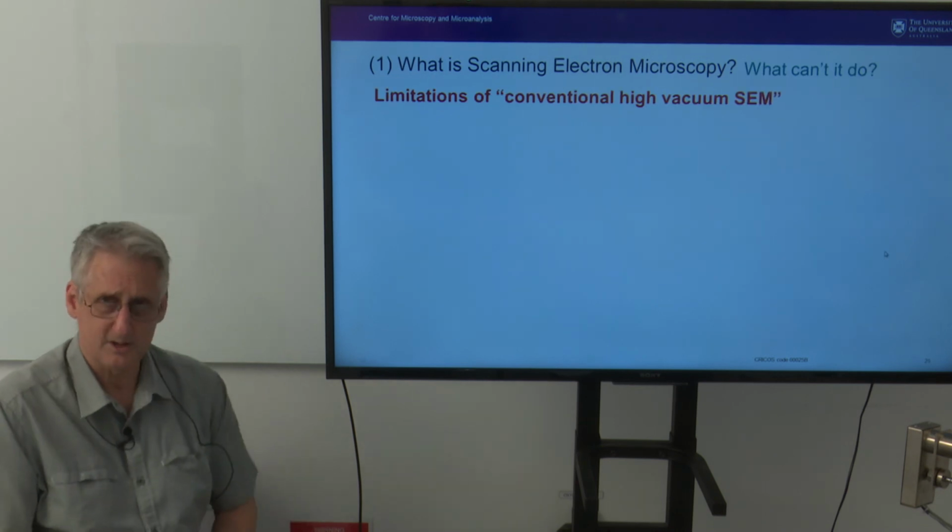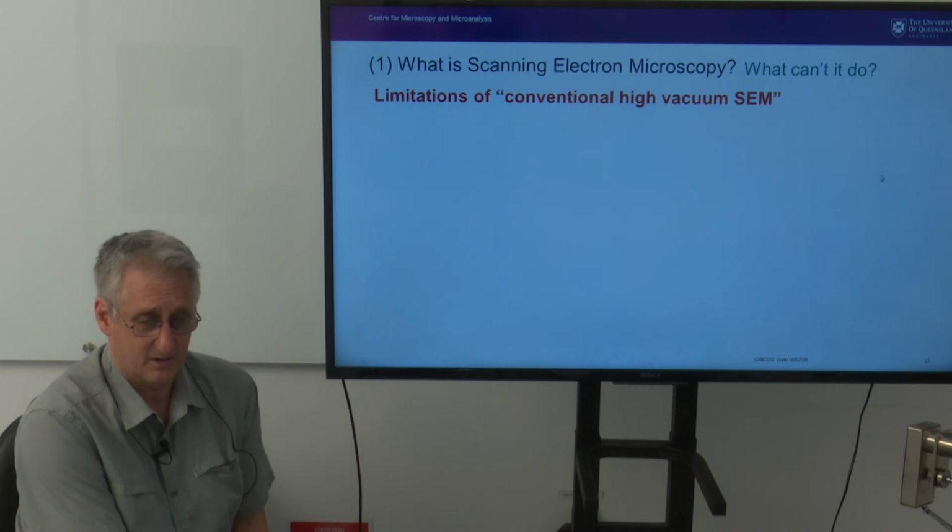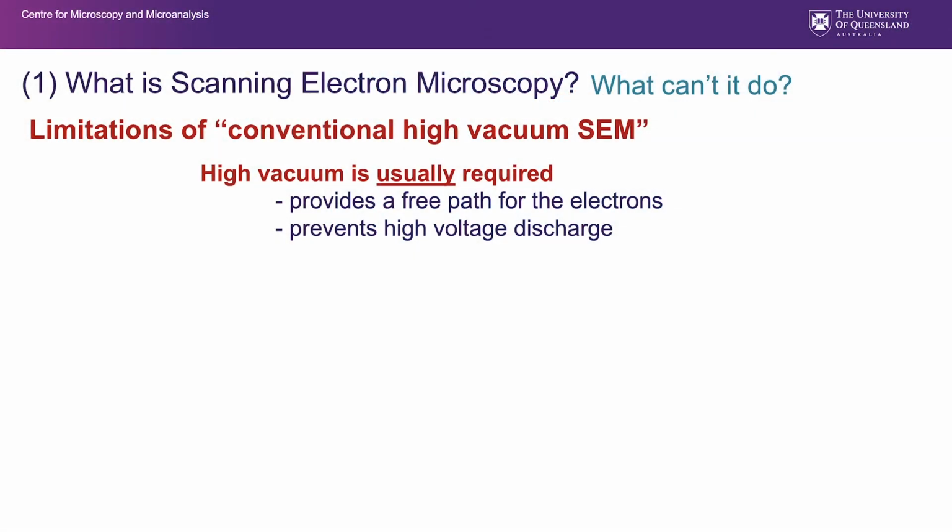So what are some of the limitations of conventional high vacuum scanning electron microscopy? What can't it do? Well, we need high vacuum. A good quality vacuum in the SEM column and in the chamber provides a free path to the electrons, a mean free path in the order of about 2 meters. We have nothing in the way blocking that electron beam, nothing in the way of atoms or molecules. We prevent high voltage discharge as a result of that high quality vacuum.